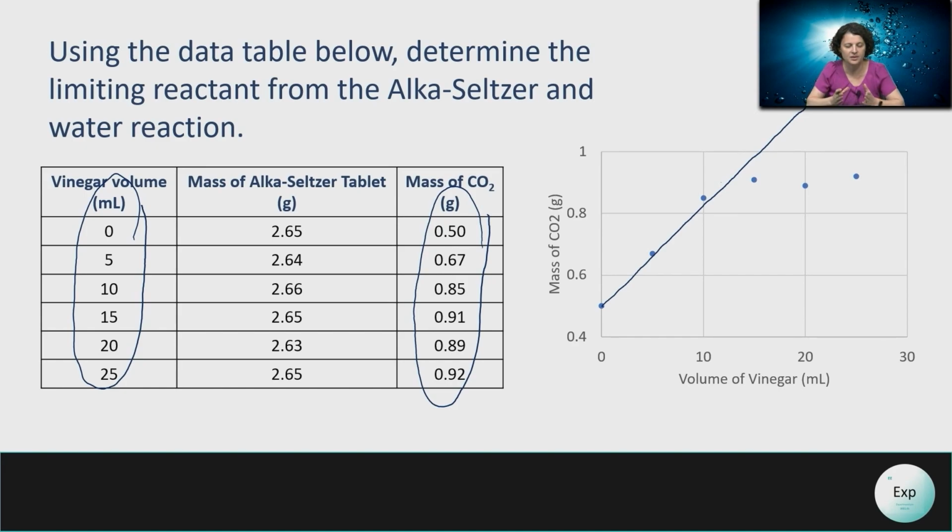So if we are to use this data and this plot and derive a conclusion about what is the limiting reactant in the Alka-Seltzer tablet's reaction with water, then it's going to be very clear that the citric acid is our limiting reactant, and there is sodium bicarbonate still left over to react with the acid that is being added. If the sodium bicarbonate was the limiting reactant, then it shouldn't matter how much vinegar we are adding, the mass of carbon dioxide that is the result of that should not change.